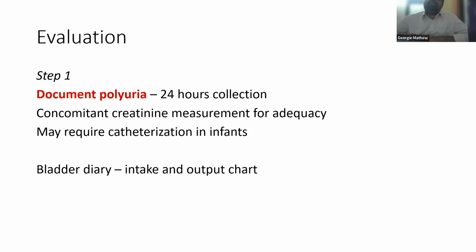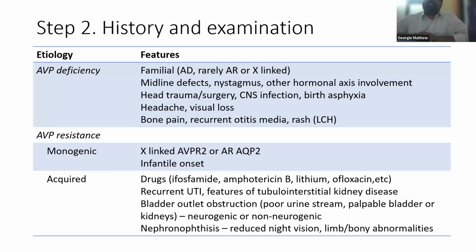Step 2 of the evaluation, invariably, is clinical history and examination. So normally this is how you approach step 1 and step 2, but in clinical practice, step 1 and step 2 may usually be done in the first visit itself. So what are the salient features or clues towards diagnosis in the history and examination?